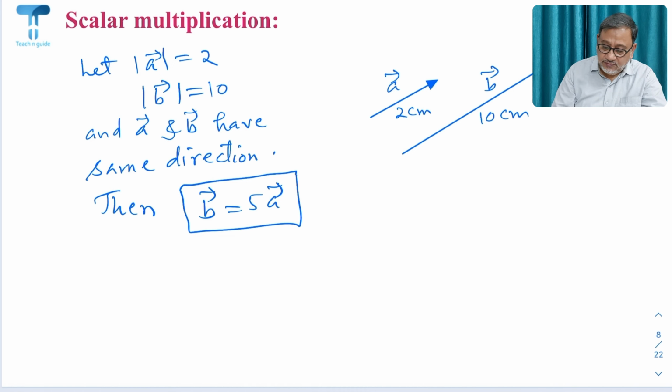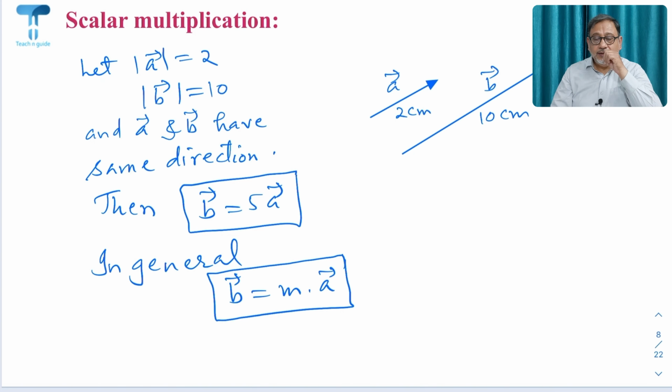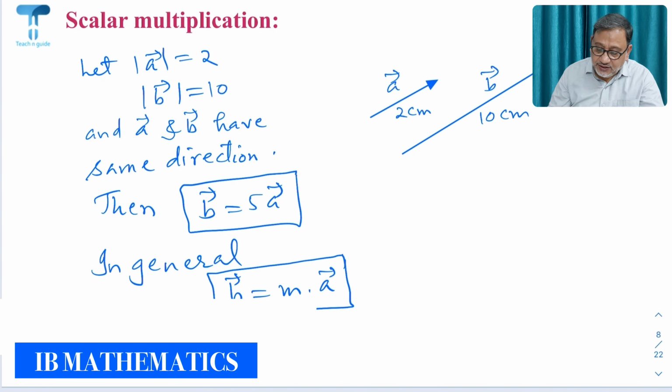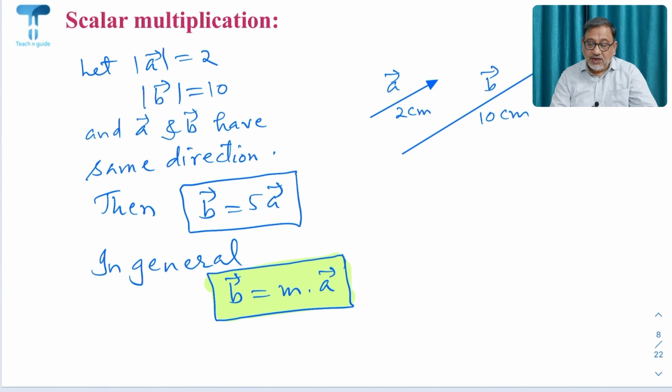5 is a scalar. So in general I can write vector B is equal to m times vector A, and this is called scalar multiple of a vector. So B is scalar multiple of A. Now when B is scalar multiple of A, remember that both should have the same direction. Their magnitude is different. One vector has some times the magnitude of another vector, then only I can represent them as a scalar multiple, right?